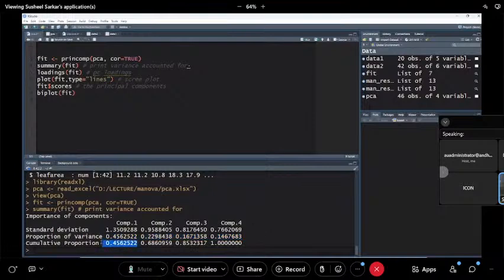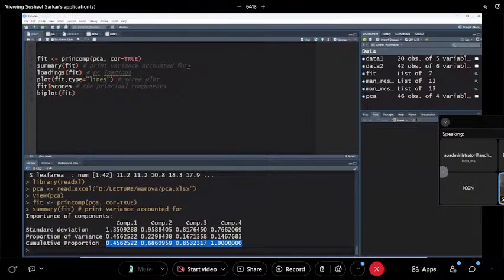Component 1 is this percent. Component 1 plus 2 is 68.60. Components 1, 2, and 3, 85.32%. And all the components together are explaining 100% of the variability. So if we don't want to lose any percentage of variability for the further analysis, we have to go with all the four components.